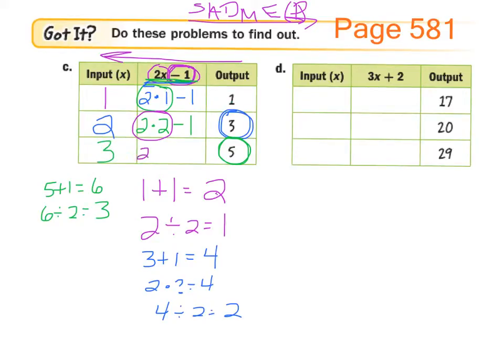So is 2 times 3 minus 1 equal to 5? It is, because 2 times 3 is 6. 6 take away 1 is 5.